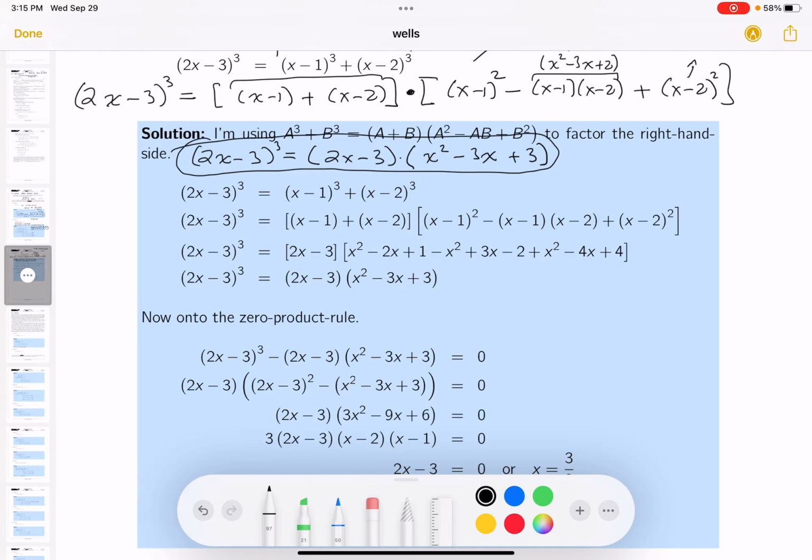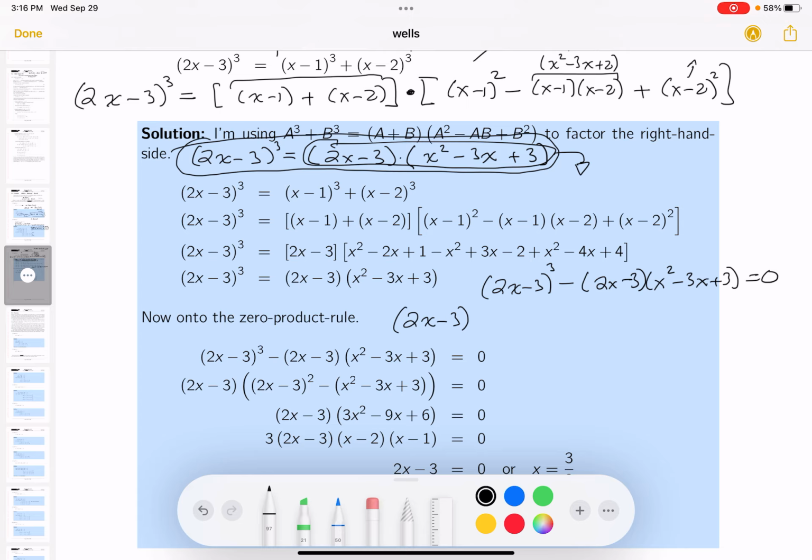All right? So 2x minus 3 cubed minus 2x minus 3 times x squared minus 3x plus 3 equals 0. So I took this thing and I rewrote it by subtracting that really crazy looking term from both sides. Now, what do you notice about these two terms? They have a common factor. And I'll write that down. Again, I'm not saying it's easy. I'm saying it's doable.